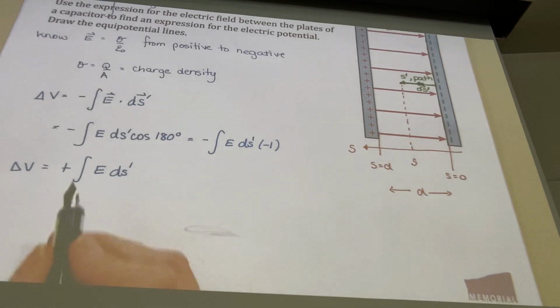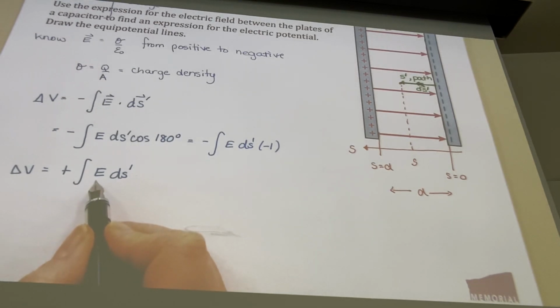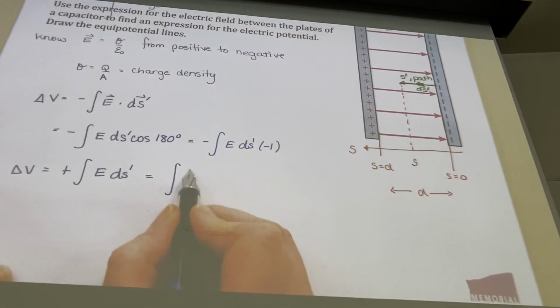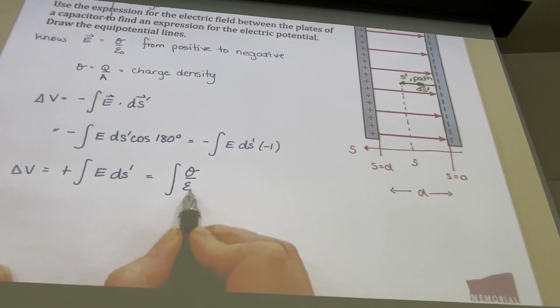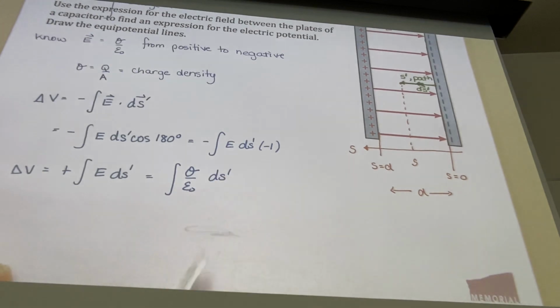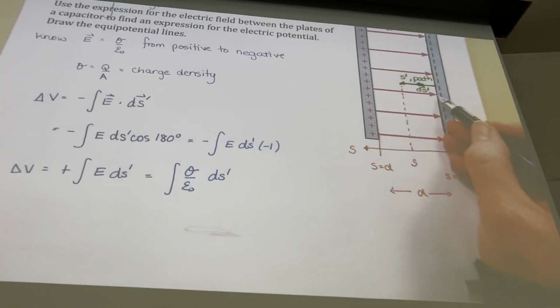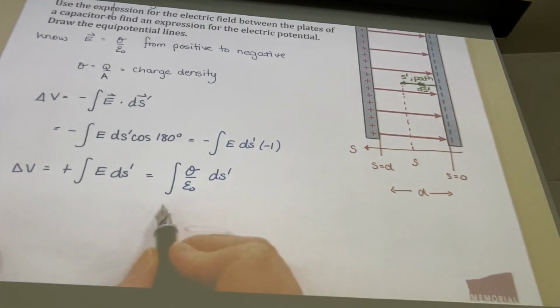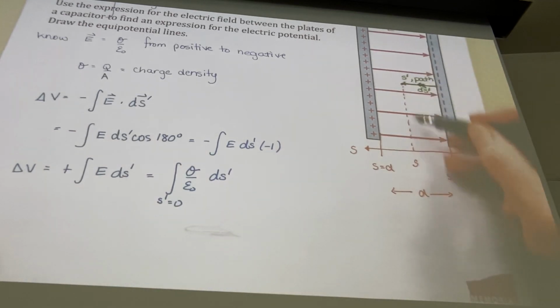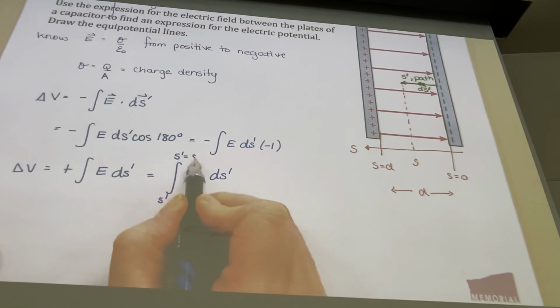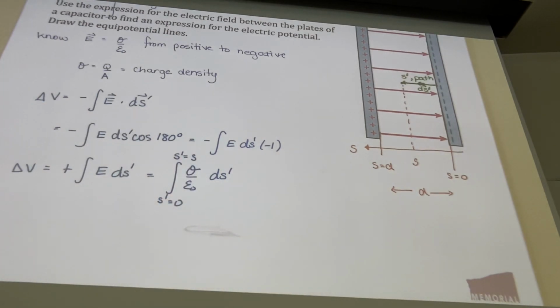Next, let's put in what we know for the magnitude of our electric field. So we've got the integral, and the magnitude of the field is sigma over epsilon naught, ds prime. Let's put in the limits of our integral. Our path starts at s equals 0, or s prime equals 0, and it stops when we reach some general point in the middle, which we decided to call s. Okay, so there's my integral with the limits on it.